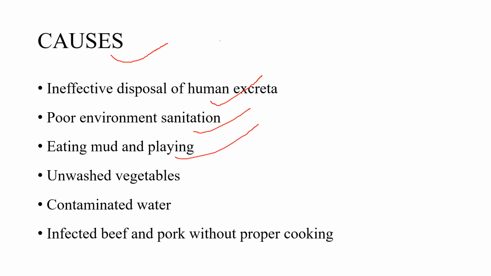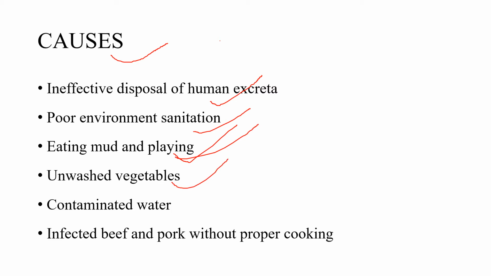Next one is eating mud and playing in the mud. This commonly occurs among children if they play in a place that is already contaminated with human excreta, or where the worm is already present. It may lead the child to develop this kind of worm infestation.